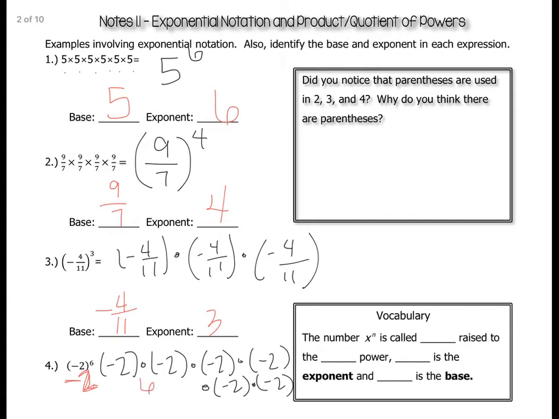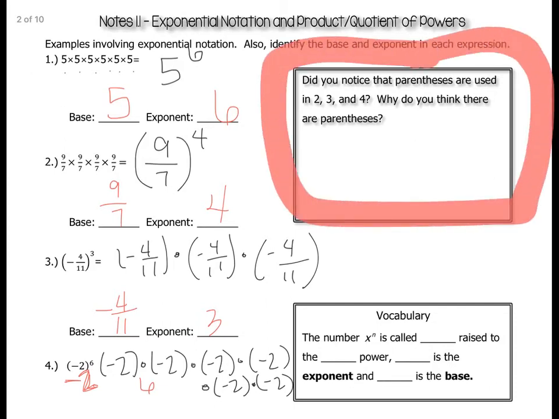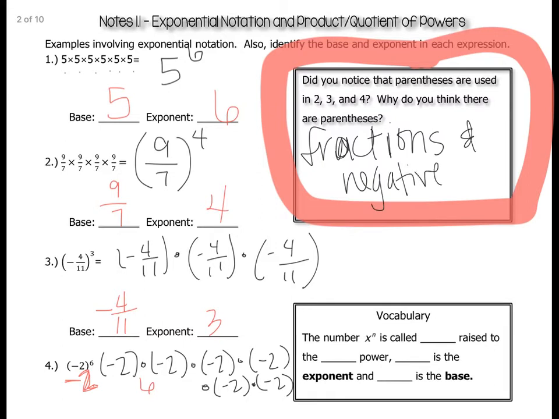If you look up in this top box, it says, did you notice that the parentheses are used in number 2, 3, and 4? Why do you think there are parentheses? If you'll notice in number 2, it's a fraction. Number 3 is a fraction with a negative sign, and number 4 is a negative number. So the parentheses are used for fractions and negative numbers.